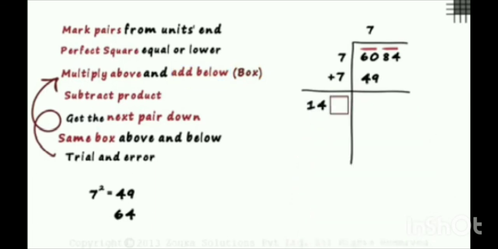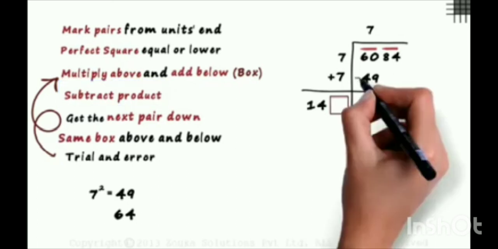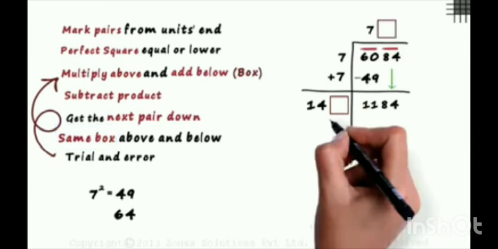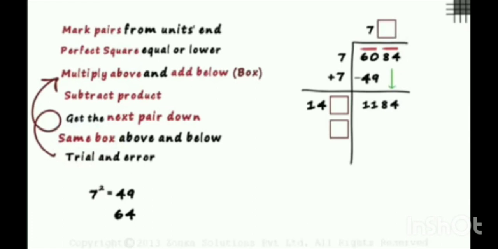Next, we follow our 3 simple steps. Subtract product. 60 minus 49 gives us 11. Then we get the next pair, which is 84, down. Then we draw the same box above and below. And at last, we reach our favorite step, finding the digit in these boxes by trial and error. We want the product of two numbers to be equal to 1,184. But the product will look something like this. And we have to use trial and error to find the digit in these boxes.